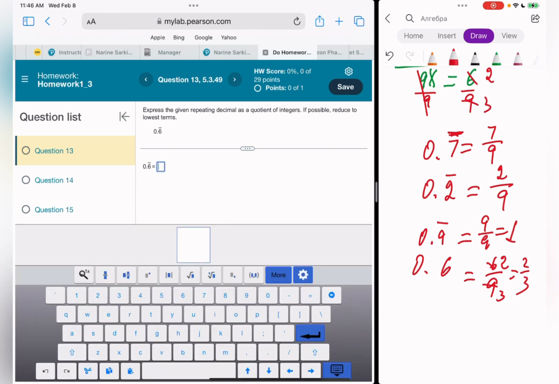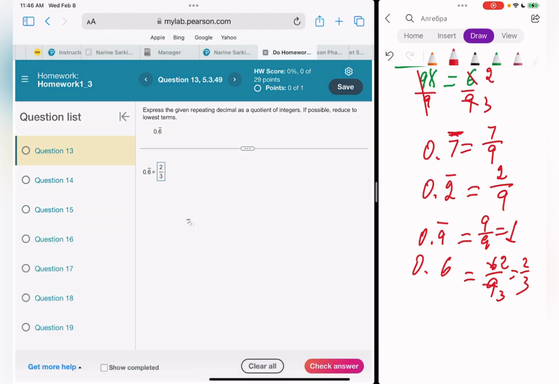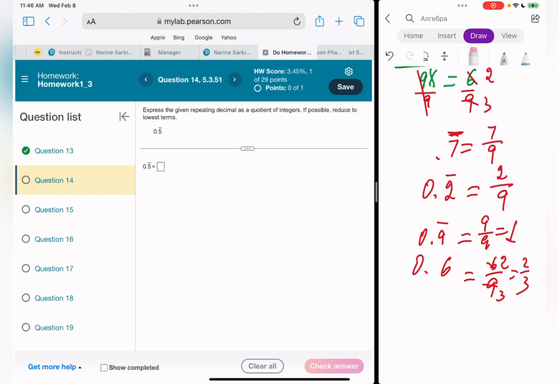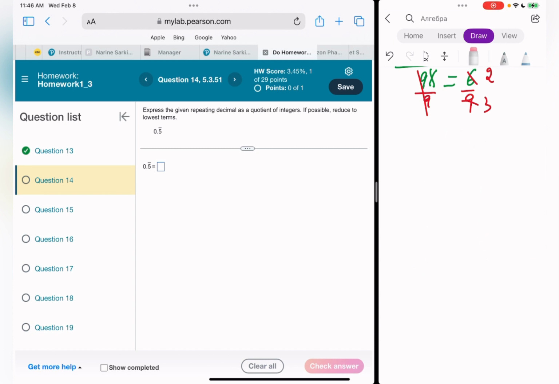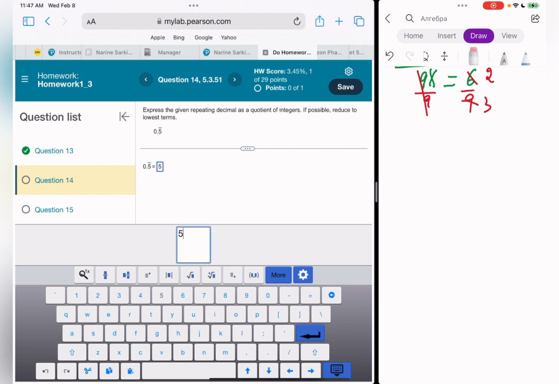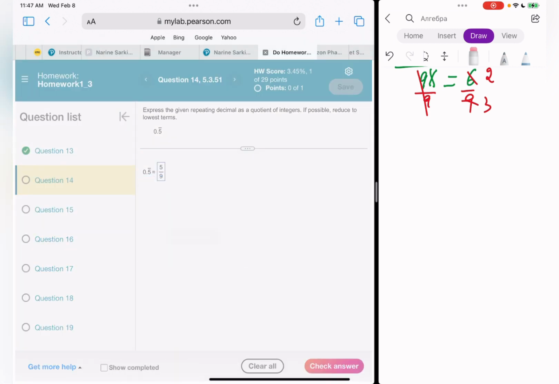Let's do it now. We have 2 over 3, and fantastic. What do we have? 0.5 repeating, it's going to be 5 over 9, right? 5 over 9. Bingo.